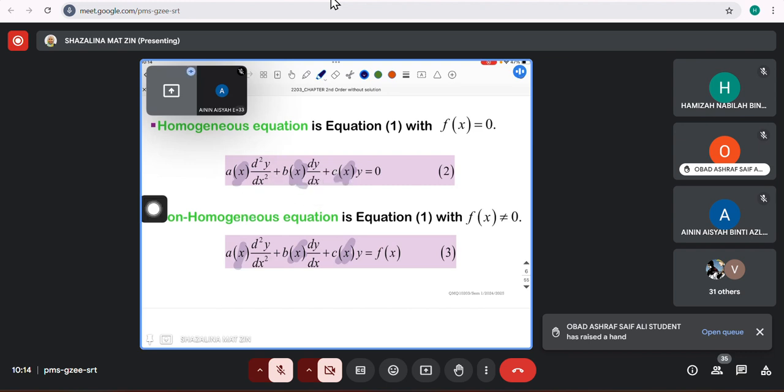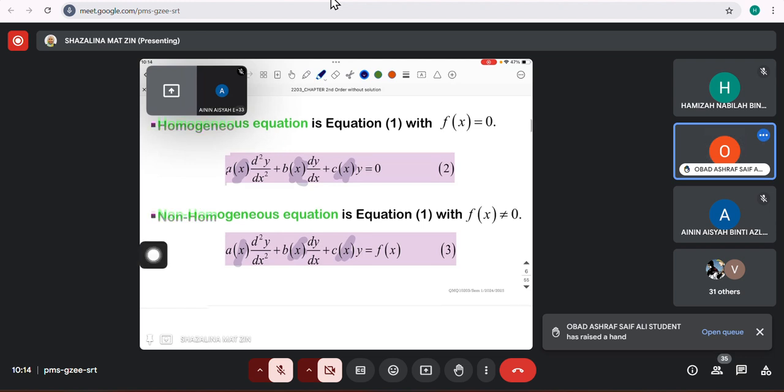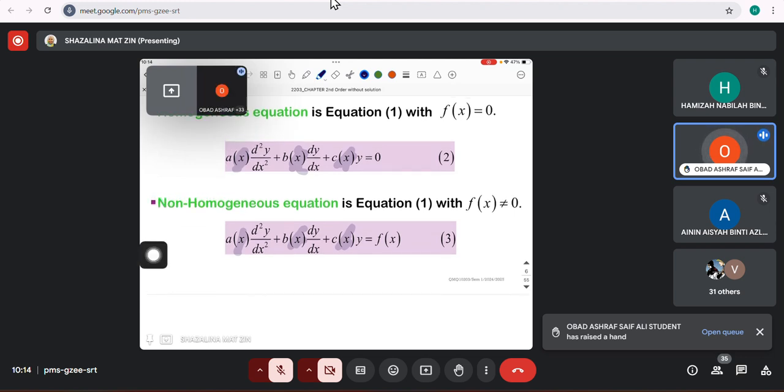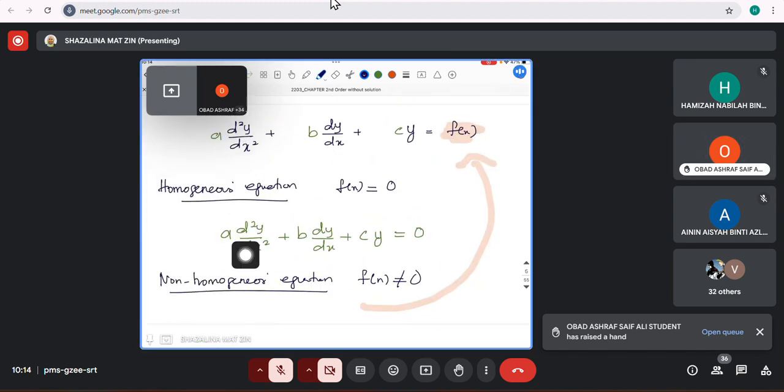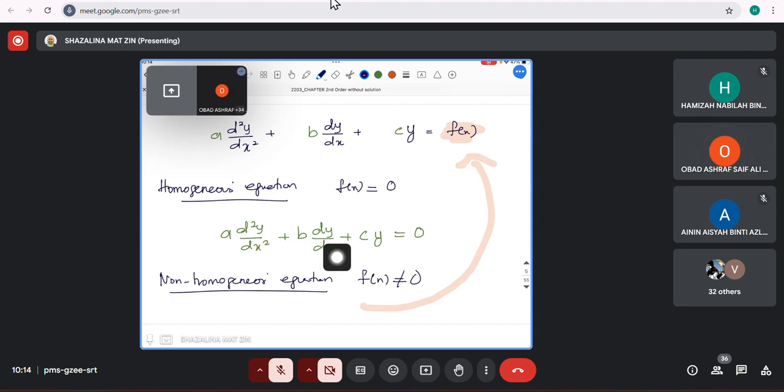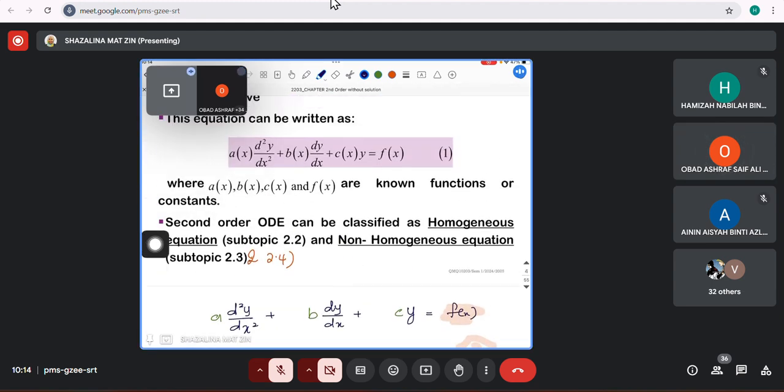Yes, Obat Ashraf. Excuse me, Doctor. Before a while, we wrote two equations for homogeneous or just one? Only one equation. This is for homogeneous. Okay, Doctor. Okay. What about non-homogeneous? You refer to equation 1. This equation 1, right? Then yes. Suppose a(x) is a function of x, but we only consider a constant. Constant, constant, constant. All right. Okay, Doctor. Thank you. Okay, right.